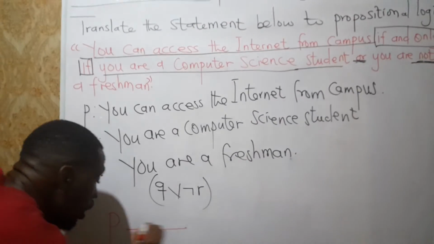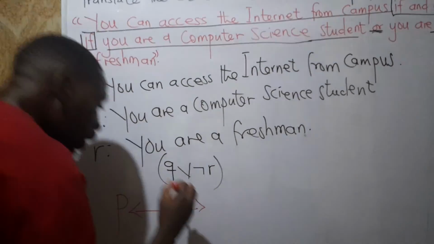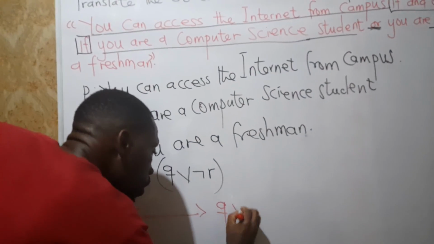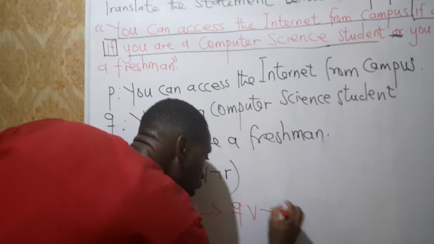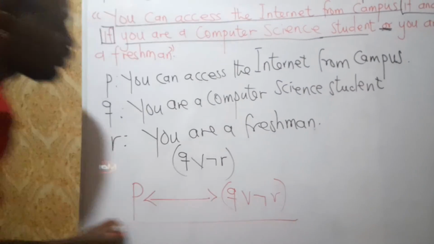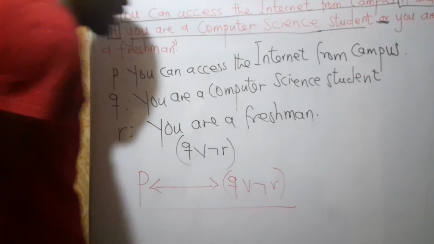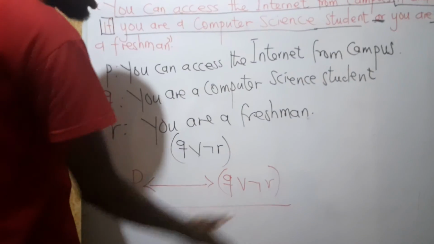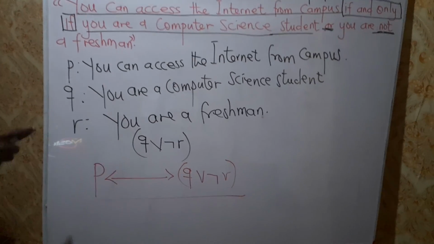So we say that P, remember it's a biconditional statement, biconditional, Q disjunction, negation of R. So this long statement here is translated to a simple logical statement. I hope you get it correct as mine.